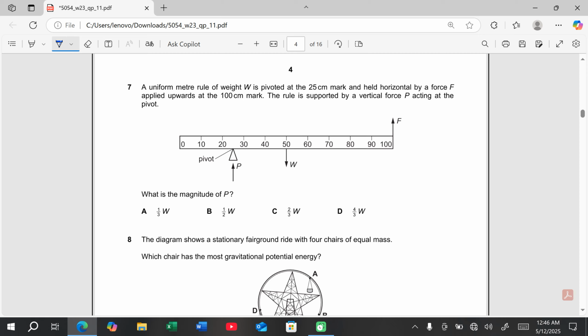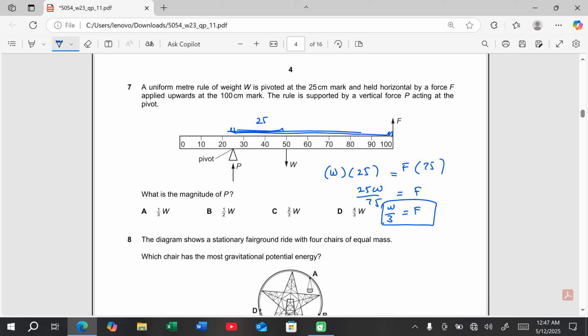Let's do that first. You know this distance is 25. So W times 25, that is your clockwise moment, and your anti-clockwise moment is F times this whole distance, which is 75. Since you need to give the value in W, I'm going to find F in terms of W. When I divide by 75, F will be equal to W over 3. This is how I simplified it.